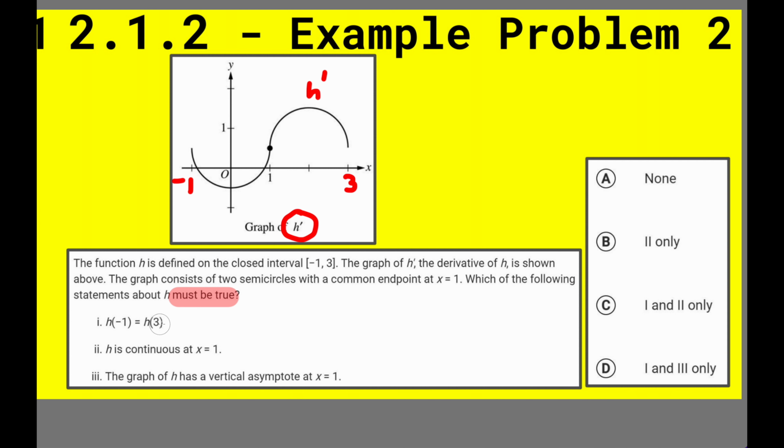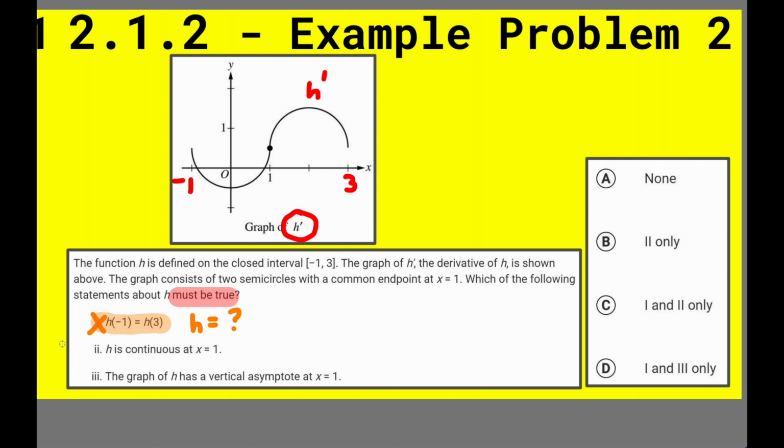Roman numeral 1, color code this here. h of -1 is equal to h of 3. The problem with this is we have no idea what h is. It doesn't show what h is, it just shows what h prime is. So because of that, it's not necessarily true, because we don't really know what's going on with h. So you can't say that it is true or not because we don't know. So which of the following must be true?